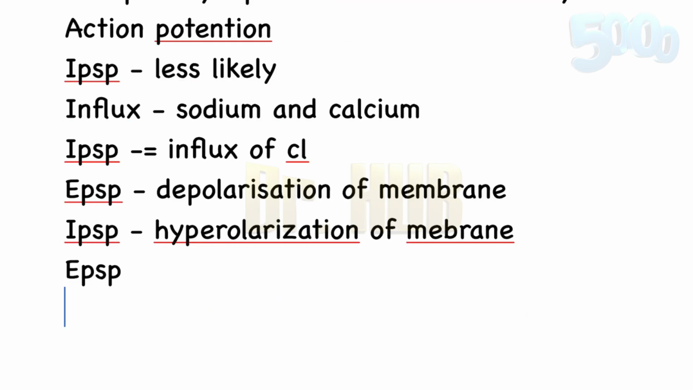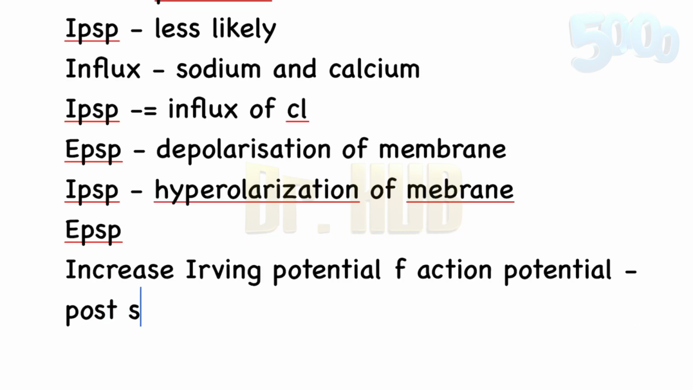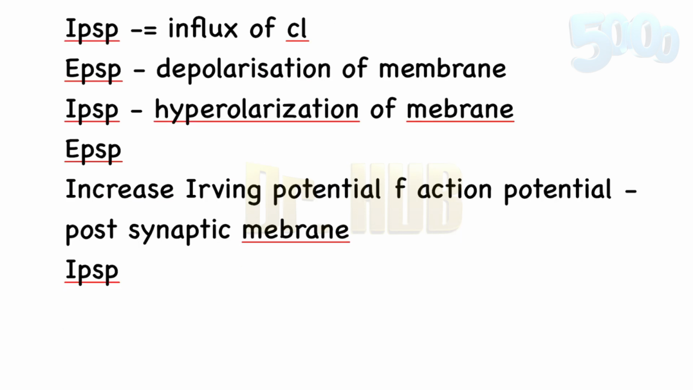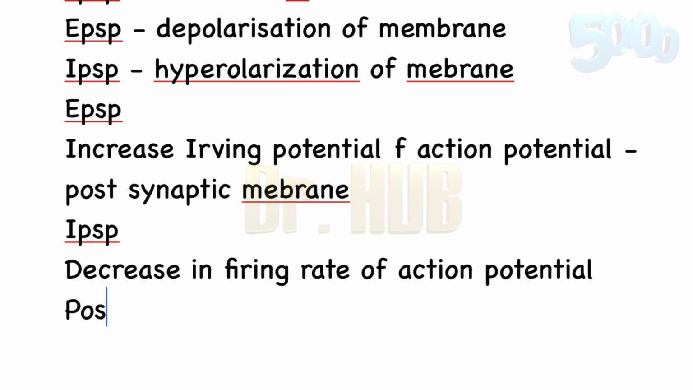Next, EPSP causes an increase in the firing rate of the action potential on the postsynaptic membrane, whereas IPSP causes a decrease in the firing rate of the action potential on the postsynaptic membrane. So EPSP increases the firing rate of the action potential on the postsynaptic membrane, and IPSP decreases it.